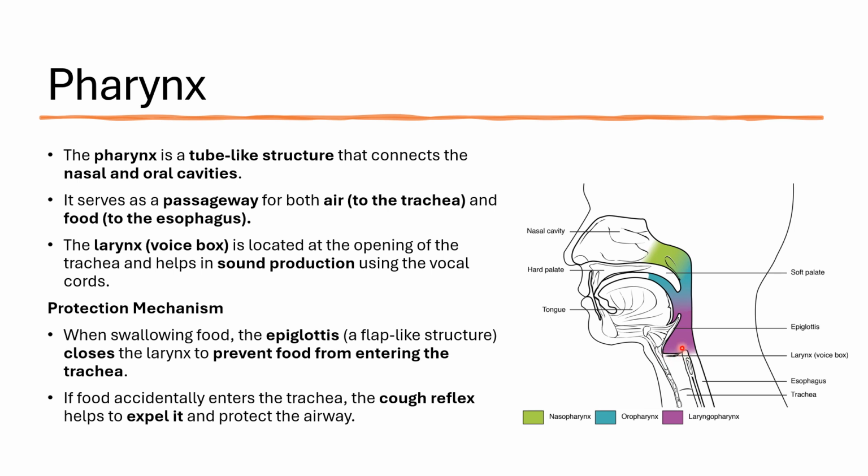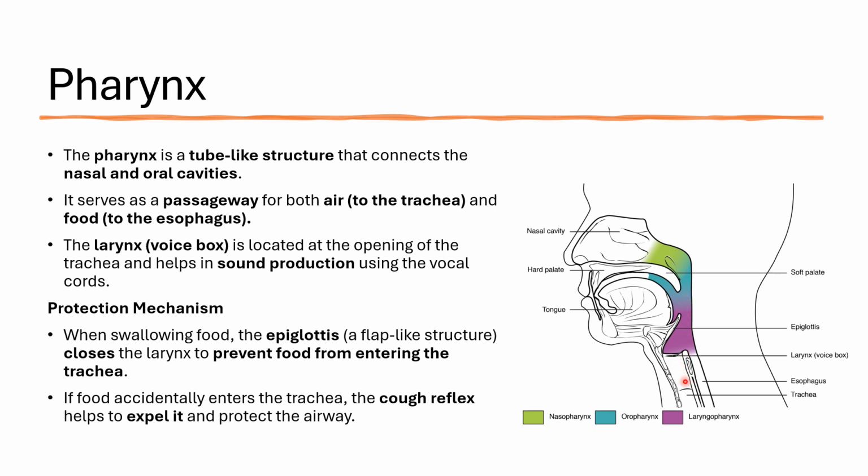Therefore, when food is coming down through the oral cavity, it needs to be passed to the esophagus and not to the trachea. Therefore, the epiglottis, which is a flap-like structure, closes the larynx and prevents food from getting into the airway.